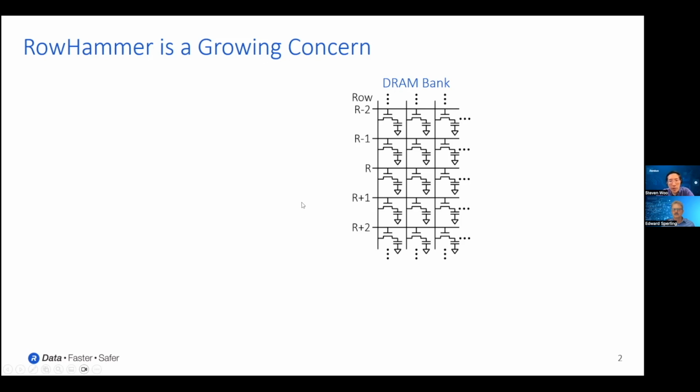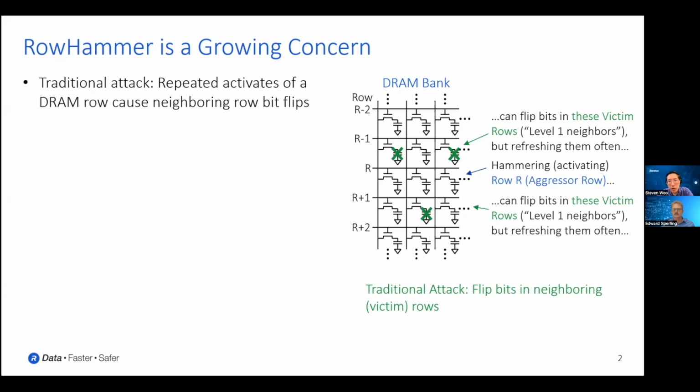What happens in a traditional rowhammer attack is that I repeatedly activate a row, in this case, row R. We call that the aggressor row. Repeated activations can cause the charge in the neighboring bit cells to leak off and flip. If those bits lose charge, or if charge comes around and populates those cells when it's not supposed to, the bit values will flip. So this is an example of a traditional attack where the neighboring bit cells of row R are affected.